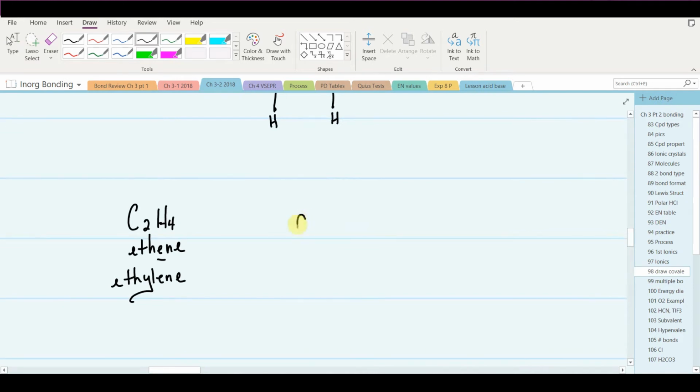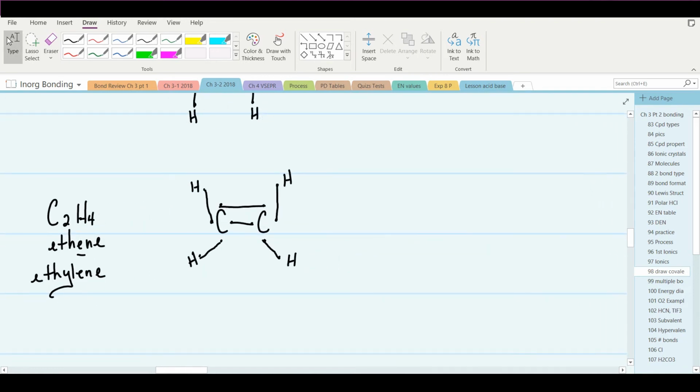Again, we have 2 carbons, but we only have 4 hydrogens this time. That means carbon will have to have 2 bonds contributed by other carbons and only 2 from hydrogens. Now, how have I drawn this? This is going to be strange. How about 1, 2, 3, 4, and then a double bond for carbons. Let's draw that a little tidier. We'll have carbon to carbon double bond and then hydrogens here.